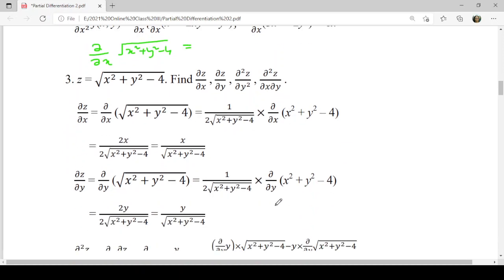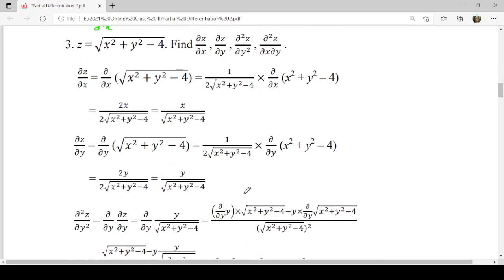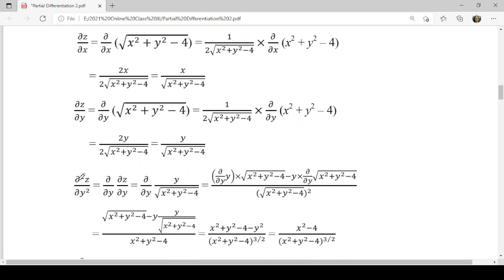Similarly, del/del y, it is the same value we will have. It is y by root over x square plus y square minus 4. Then del square z by del y square. So first you take del z by del y, and then you differentiate again with respect to y of this function.